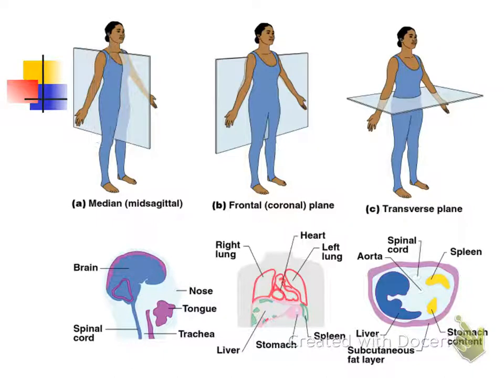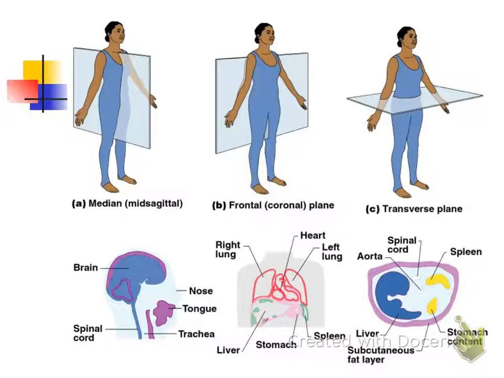The second one is showing you the frontal or the coronal plane. Again, any plane that's parallel to the one that's pictured there is considered a frontal plane. So it could actually go through the nose, even through the toes, or it could go through the back and it will still be considered a frontal plane.